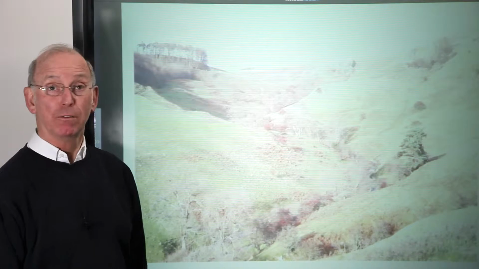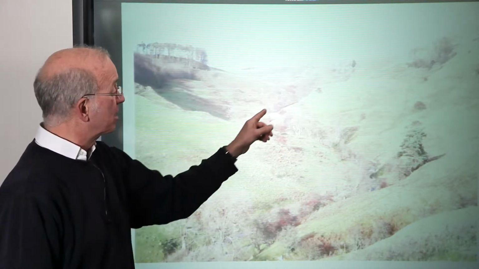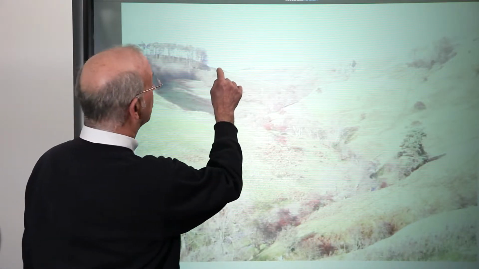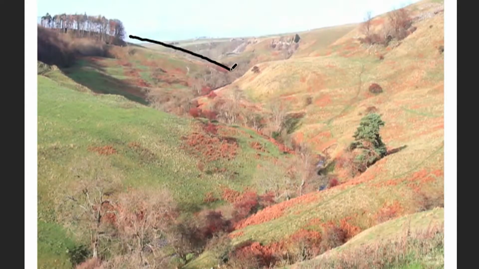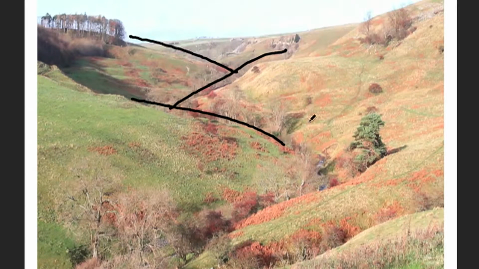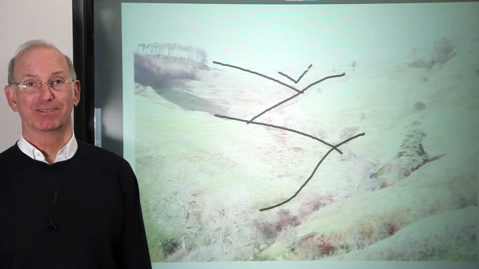This is Clapgate Beck. It's illustrative of the Torrent Stage. It's got these things. We'll draw them in so you can actually see them. They are in fact spurs of land. And you can see the spurs of land interlocking. This gives you your classic V shape of the Torrent Stage of a valley.